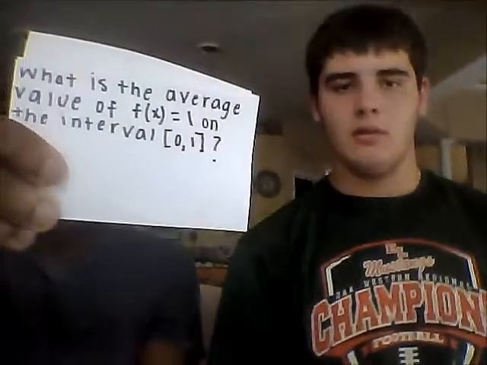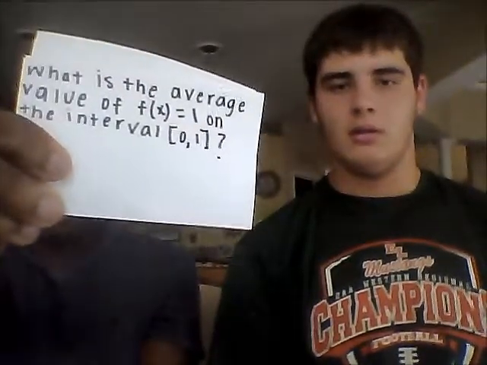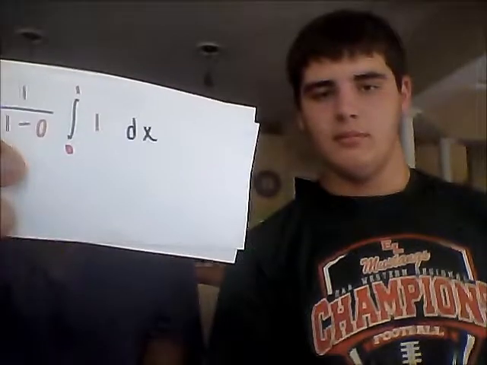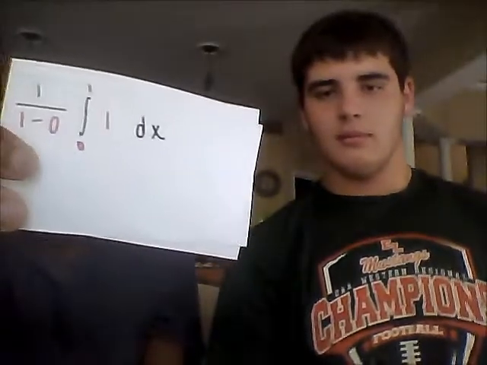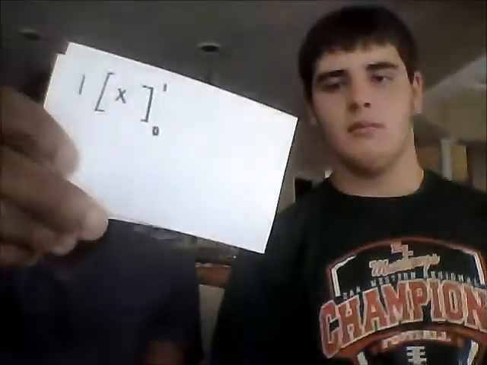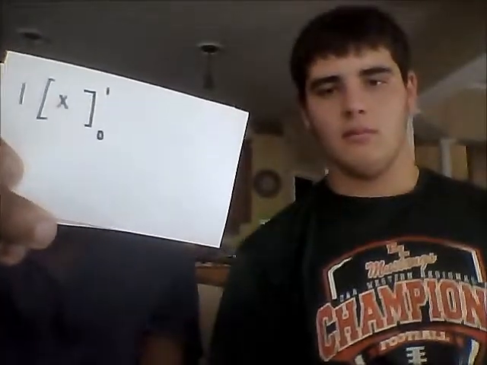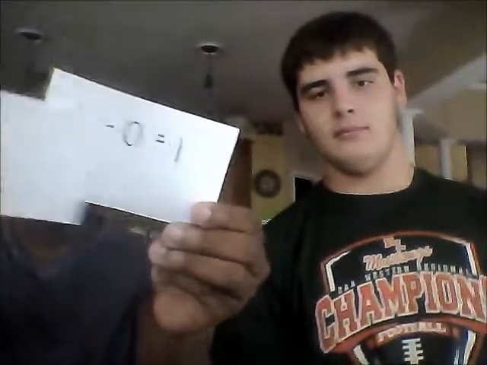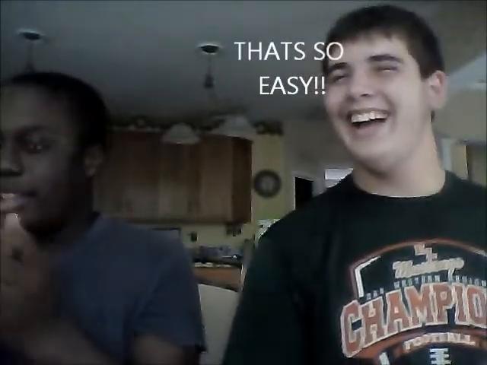Here is an example problem. What you do is put 1 over b minus a, the integral from 0 to 1 of 1 dx. After doing this, you get 1 times x, still from the interval 0 to 1. That's not that hard. After this, you get 1 minus 0, which is 1.